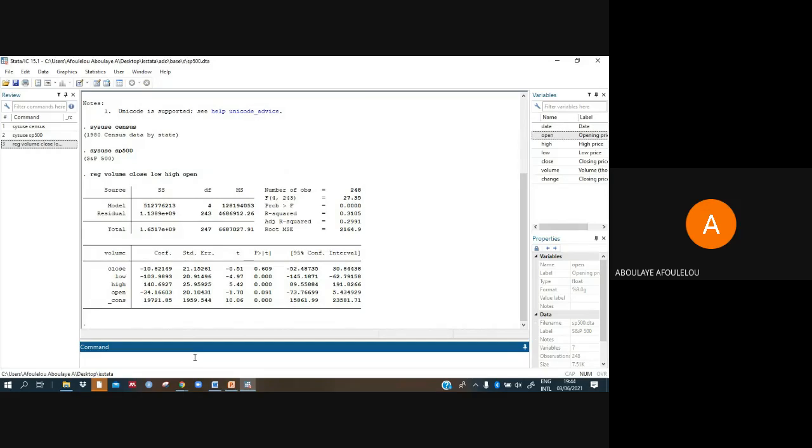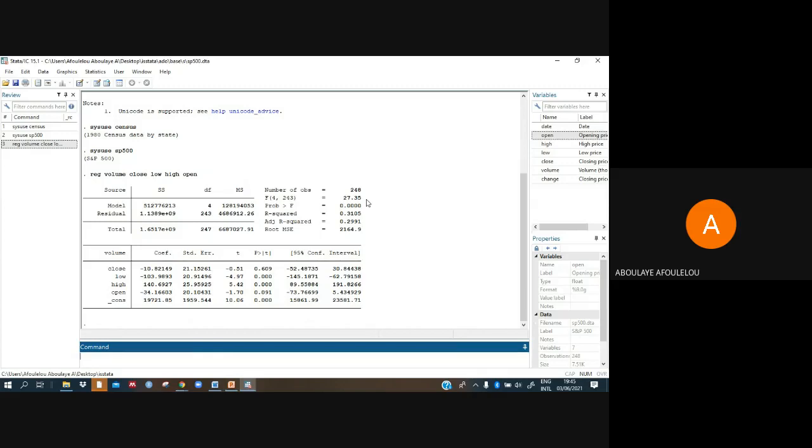Okay, now we are going to interpret and explain those elements of the result. As you can see here, the number of observations is 248. And the F, the value of F here.